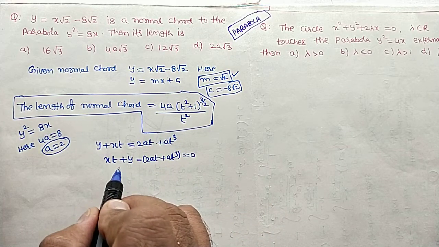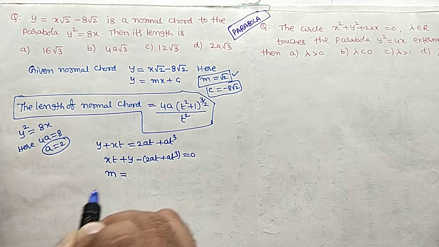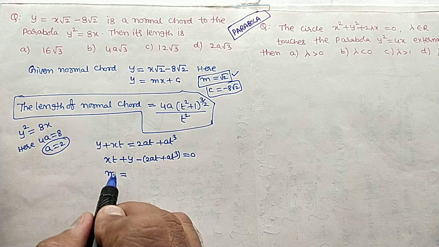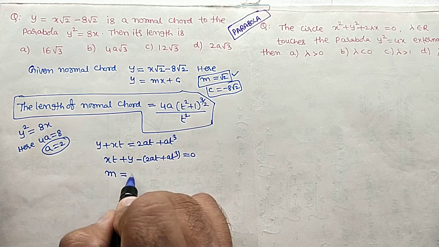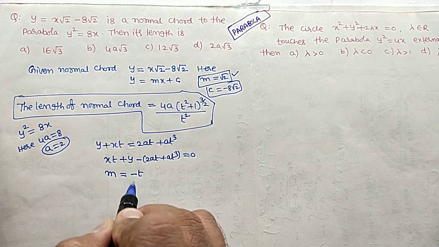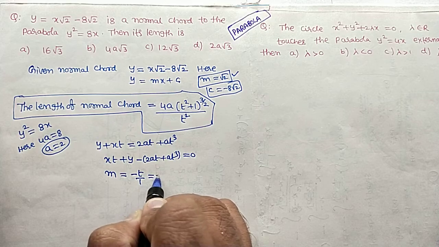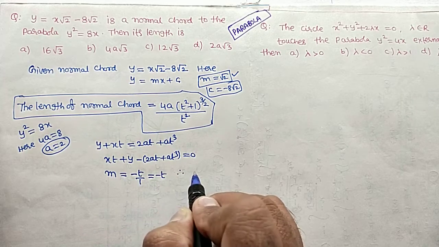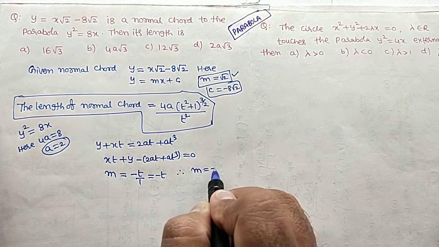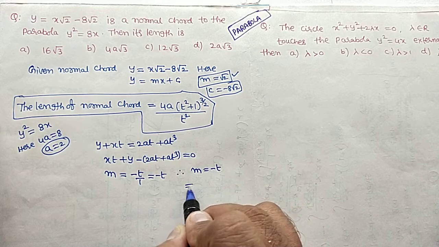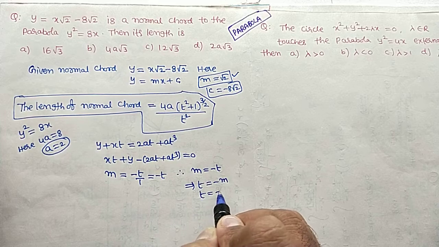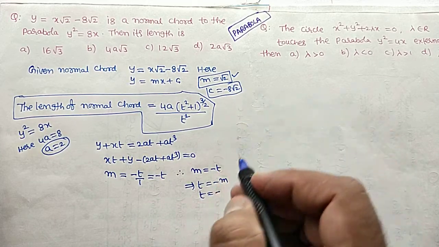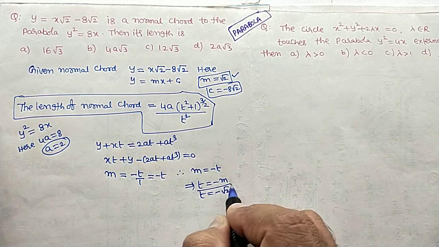Slope of this line, slope is denoted by m. m is equal to minus x coefficient by y coefficient. Minus x coefficient divided by y coefficient, which is 1, is equal to minus t. So therefore, m is equal to minus t. That implies that t we can write as minus m only, no? So t equal to minus m value, what value we got here? Root 2. So t equal to root 2.